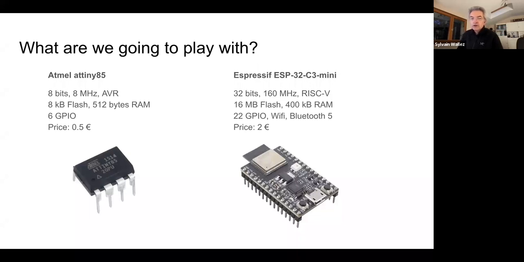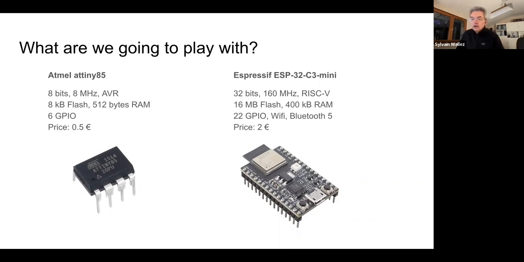So it's the other, sorry, the other end of the spectrum. It's called the ESP32. It's a 32-bit microcontroller that runs at 160 megahertz. Others in the same family go up to 240 megahertz. The instruction set is RISC-V. So you may have heard of that one.